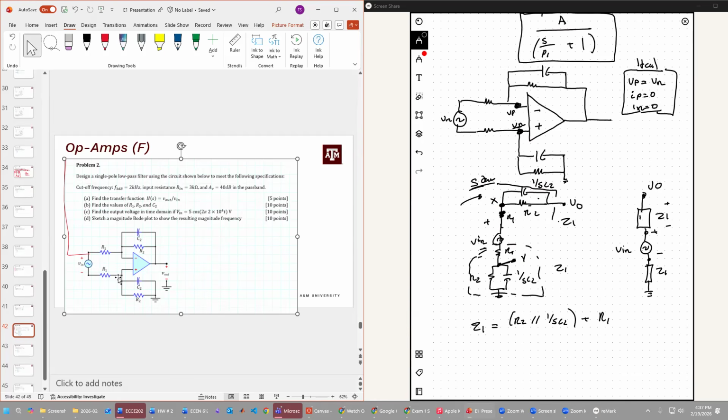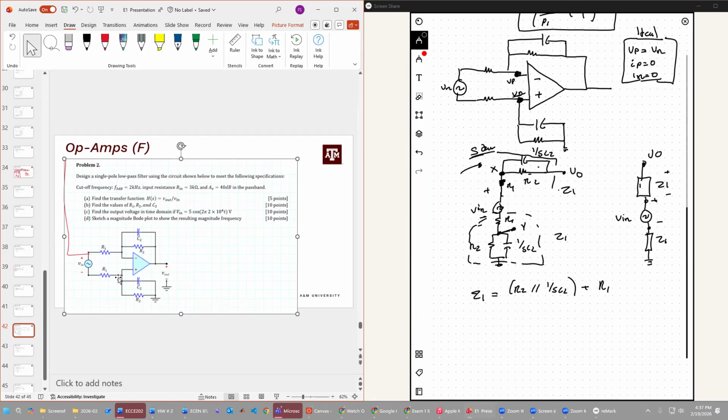Okay. Let's just simplify things a bit more. So instead of this, I'm going to make this a resistor in series with this. Okay. All right. So now we're going to have to use node analysis to solve this. We no longer can kind of breeze through this portion.